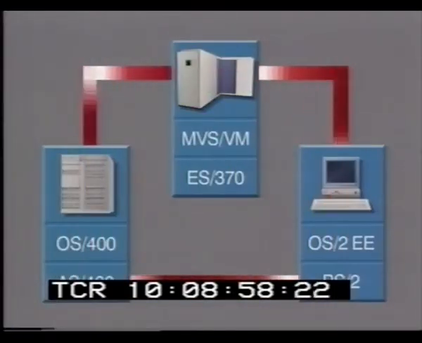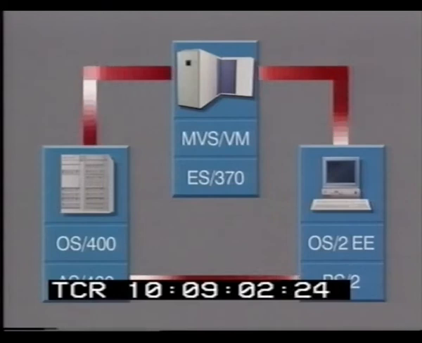One of the objectives of IBM Systems Application Architecture, or SAA, is to provide a common framework for software development, encompassing these three hardware families. It allows systems of different sizes and architectures to be combined in a common applications environment.